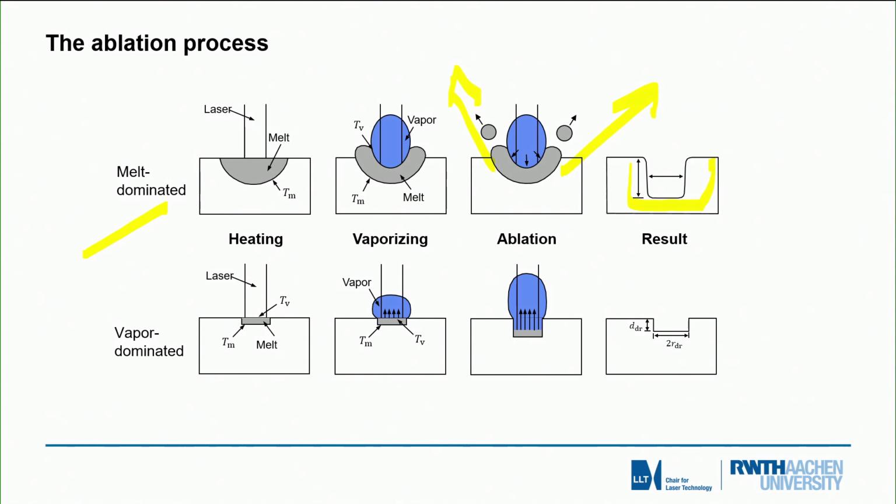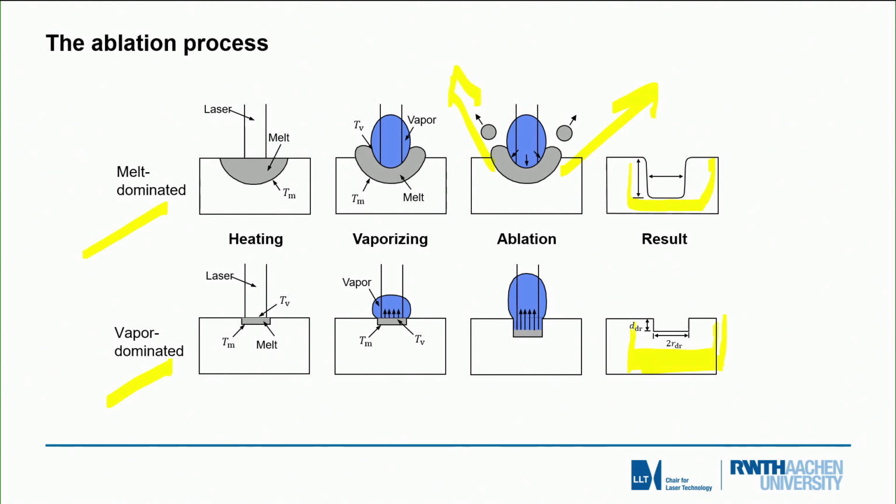If we increase the intensity, we get to the vapor-dominated ablation process, and in this case, as you've seen in the schematic drawings, the vaporization will be dominating, and the process ultimately results in a more or less melt-neglecting domain and structure, as you can see in the final picture, so that the melt will play no dominant role in this process.